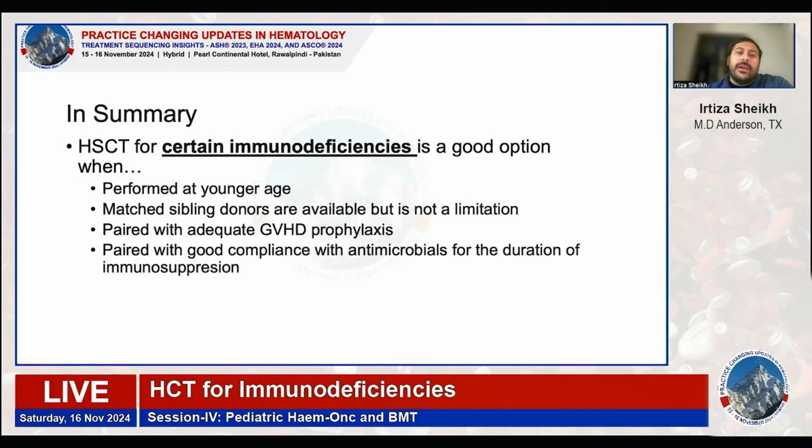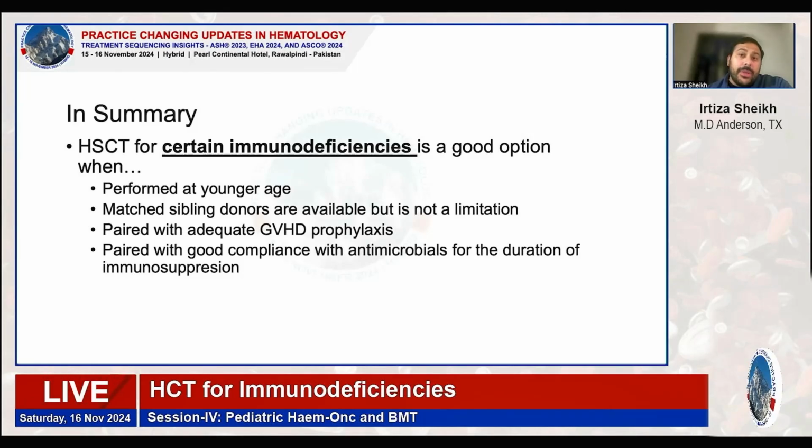So in summary, transplant for certain immunodeficiencies, again, SCID is an absolute. Wiskott-Aldrich and chronic granulomatous disease, it's a good option. It's a better option, I would like to say, when it's performed at a younger age. Matched sibling donors are available, but again, I think as these studies show, it's not a limitation.